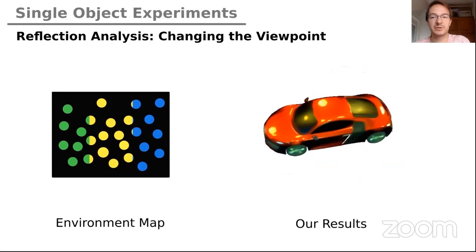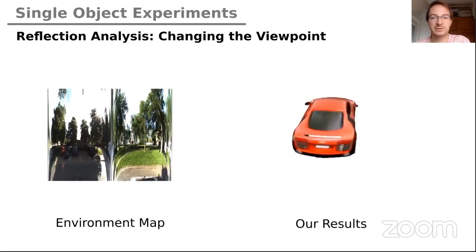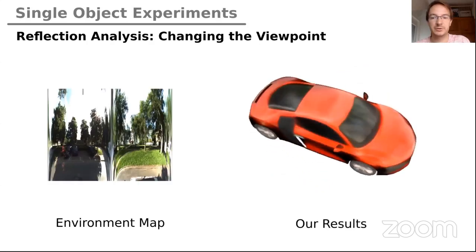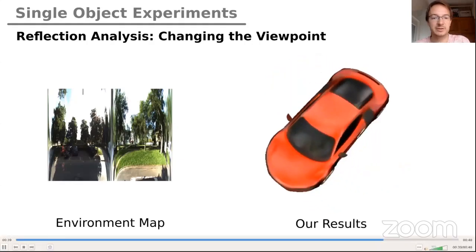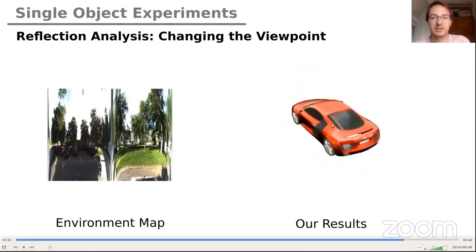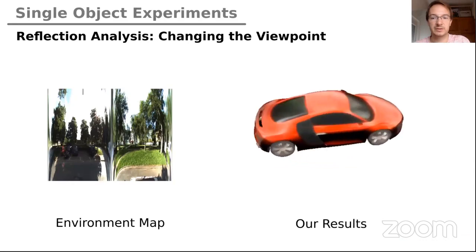This is basically just demonstrating how powerful the representation is and what it can actually learn. It's not conditioned on an image yet. And here's a different environment map where you can see clouds mirroring in the surface of the vehicle.